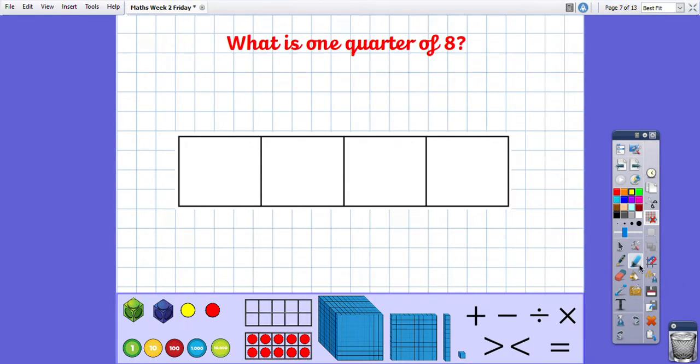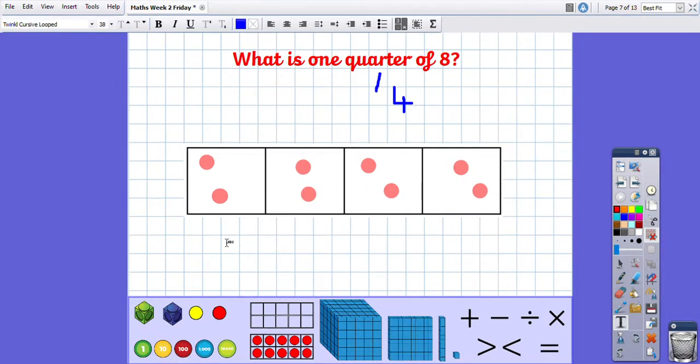So now I want to find 1/4 of 8. So I've got 8, anything you want. I've got 8 red dots is what I've got today. And I need to find 1/4. Now I know that 1/4 means I need to divide by 4. So my red dots, I've got my 4 groups here and I need 8 between them. So 1, 2, 3, 4, 5, 6, 7, 8.